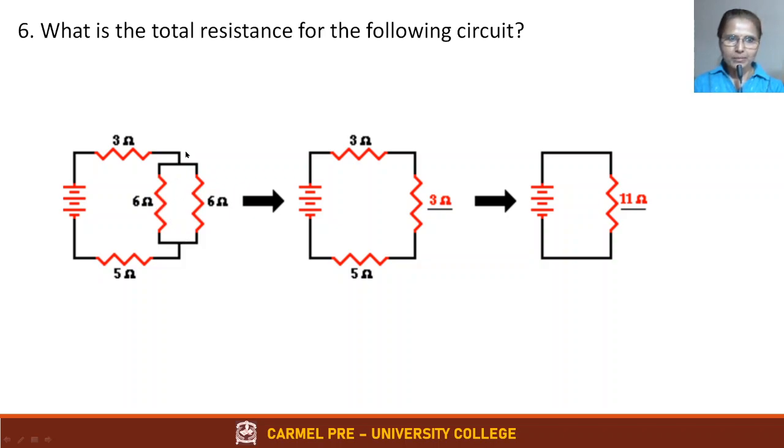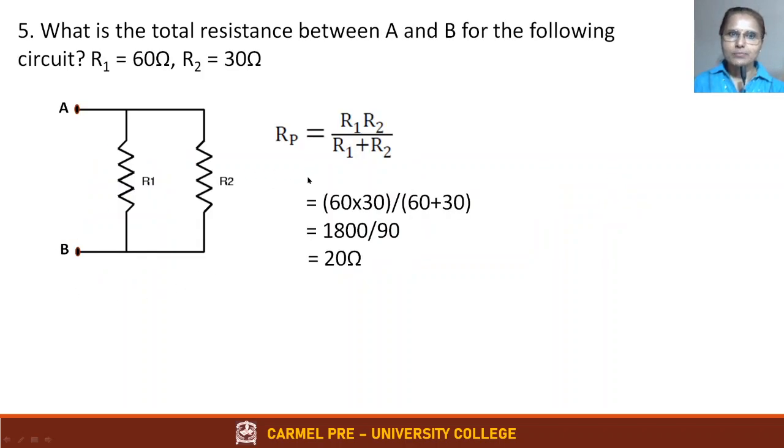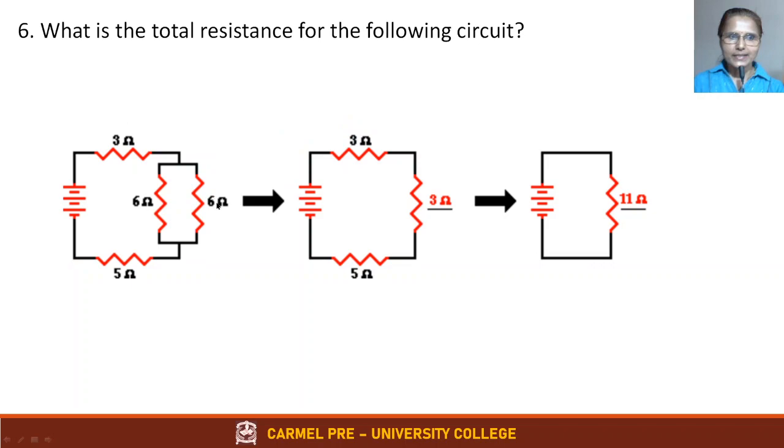The parallel combination becomes one single resistance. What is the equation that we use, as we did just now for the previous problem? Parallel resistance is R1 R2 by R1 plus R2. So in our case, 6 into 6 divided by 6 plus 6, which is 36 by 12, is equal to 3 ohms. These two in parallel can be represented as a single resistor of value 3 ohms. The rest you leave as they are.